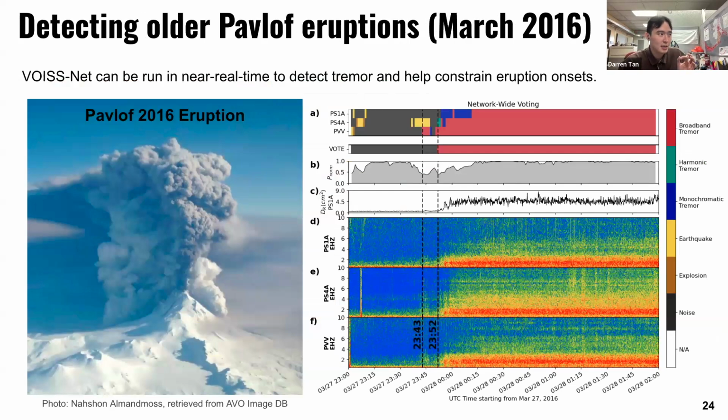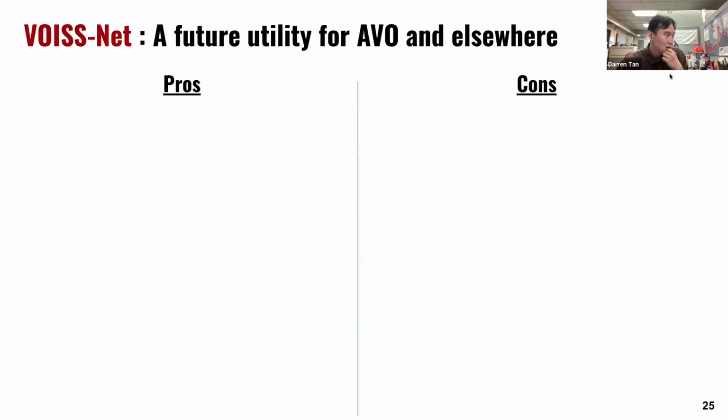In the previous slide, I showed a summary of all these different eruptions, but if we really zoom in, I just wanted to share that VoiceNet can also be run in near real time. If you run it in near real time, we can go down to the minute to see when tremor itself started. It's a good way, if we can run it in the background, to detect eruptions as they occur and wake someone up. Okay, so VoiceNet, a future utility for AVO and hopefully elsewhere.